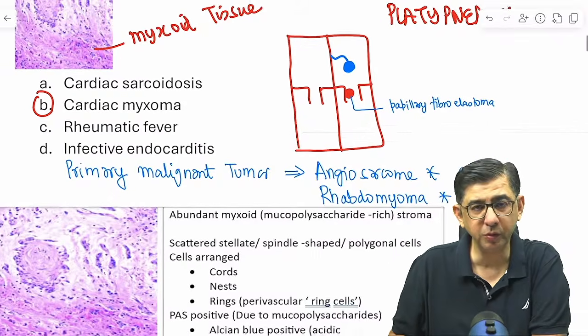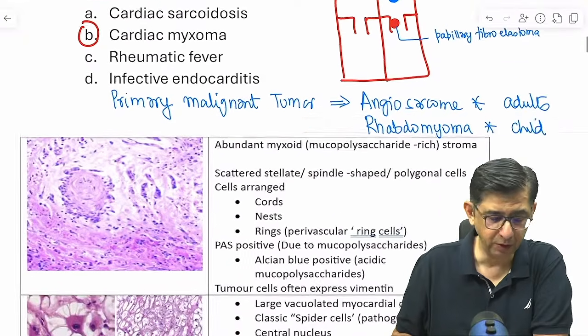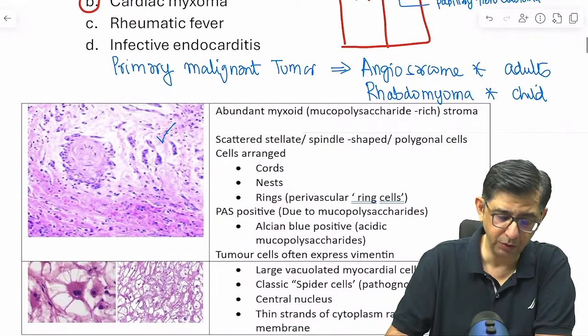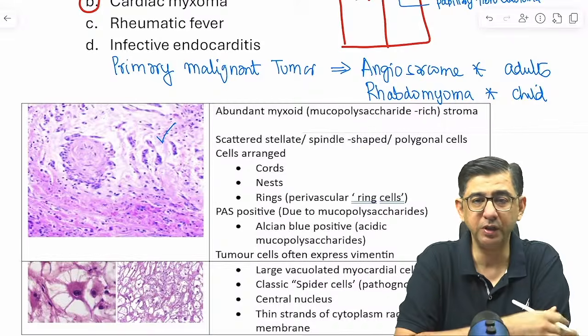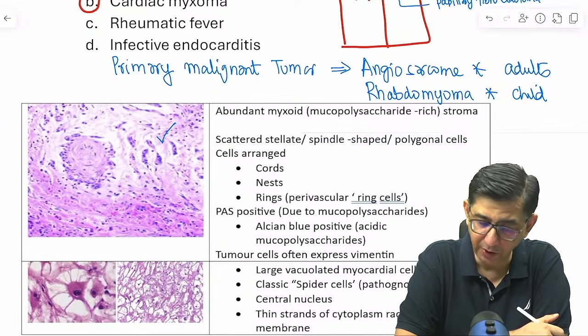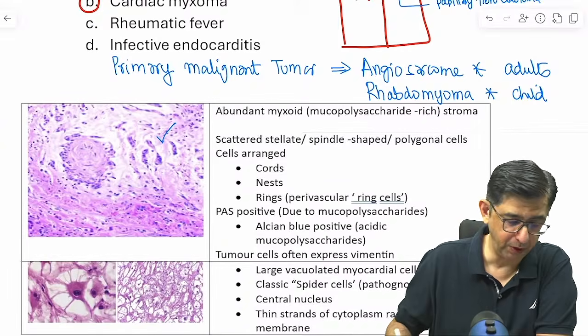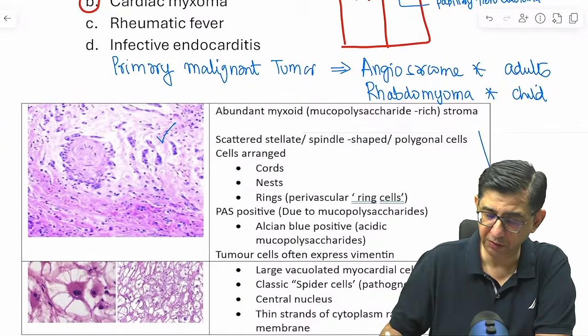And then from the histopathological perspective, the slides are pretty clear. One is going to be like this one, which you can see. And the second one is the spider cells that you can pick up. Spider cells is obviously for the rhabdomyoma part, so that you could obviously identify very well.